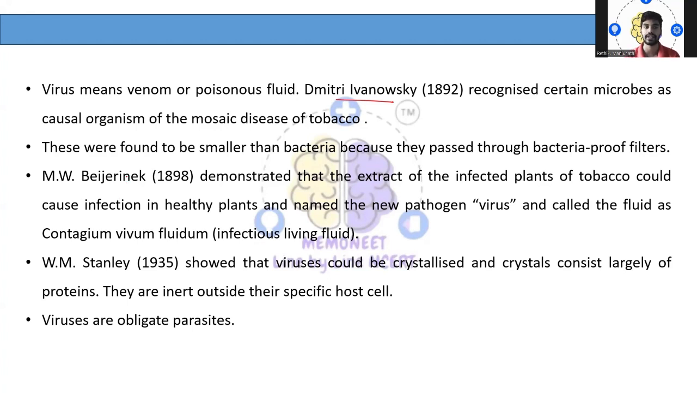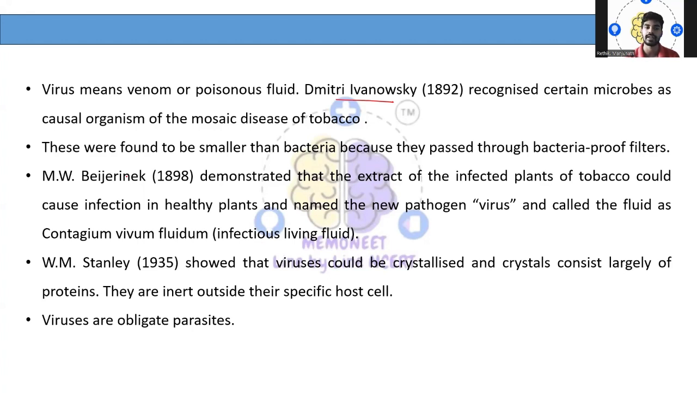Later on, M.W. Beijerinck in 1898 demonstrated that he had extracted some fluid from the infected tobacco plant, and it causes infection in healthy plants. Later on, he found a pathogen there. So he named it virus and called the fluid contagium vivum fluid. That is nothing but the infectious living fluid.